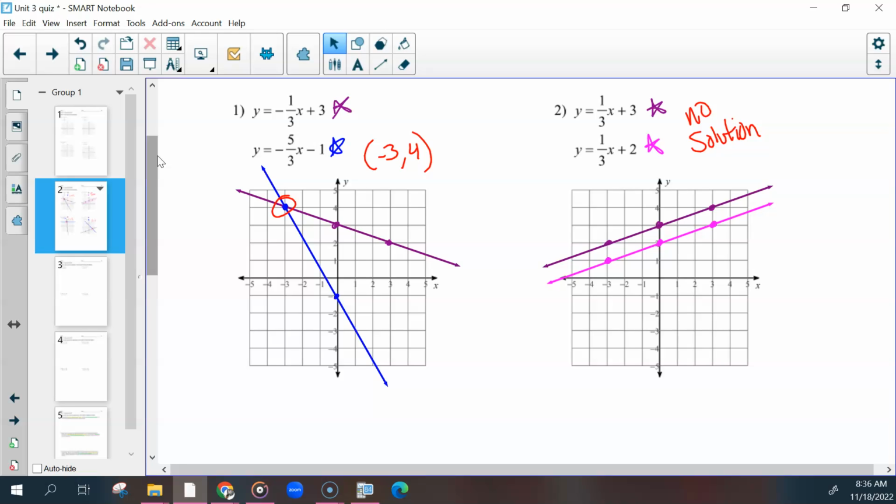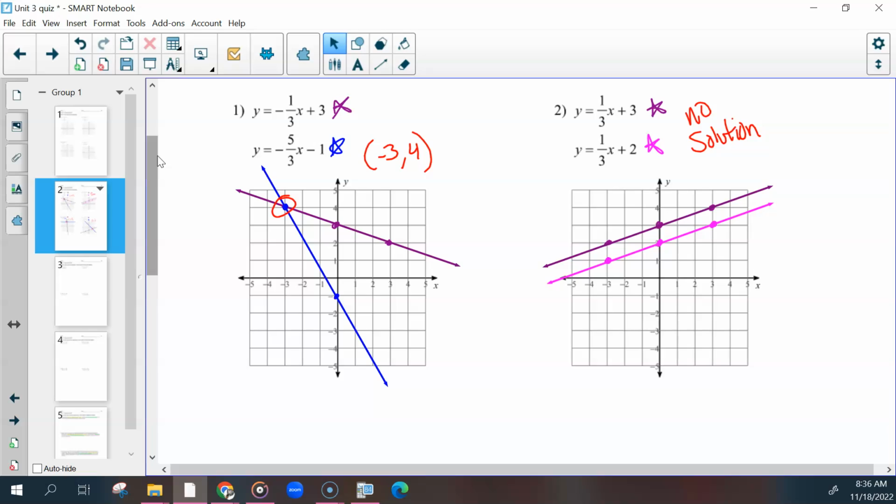Make sure your lines have arrows because they're not lines without them. They're just line segments. Make sure you have as many points plotted as possible. Fill up your graph. Your line should be going in the same direction as whatever it says. For number 1, your solution was (-3, 4). For number 2, your solution was no solution.